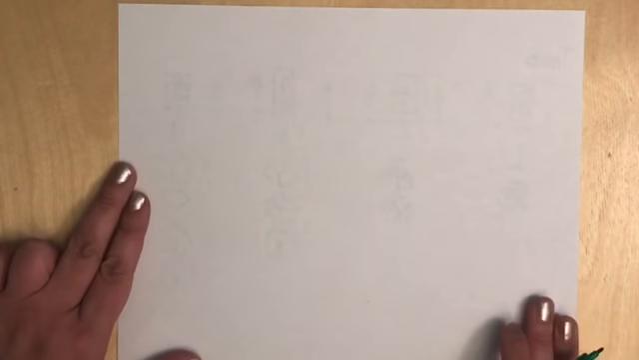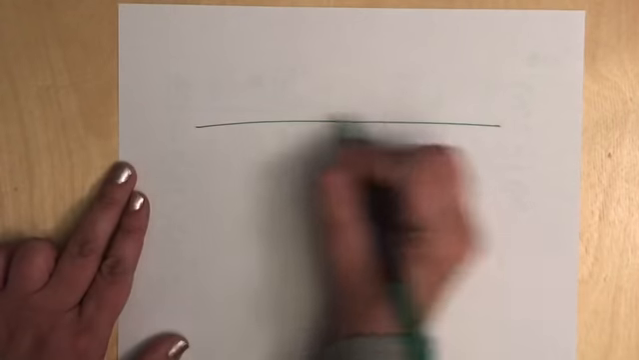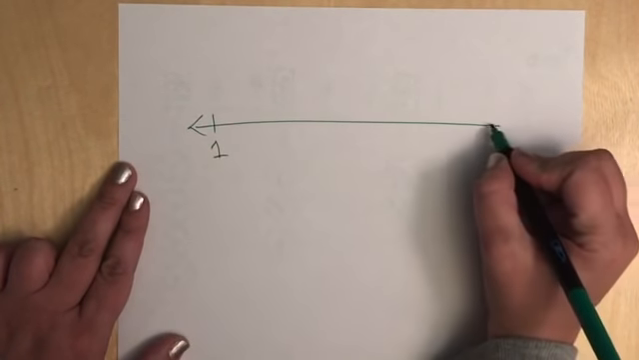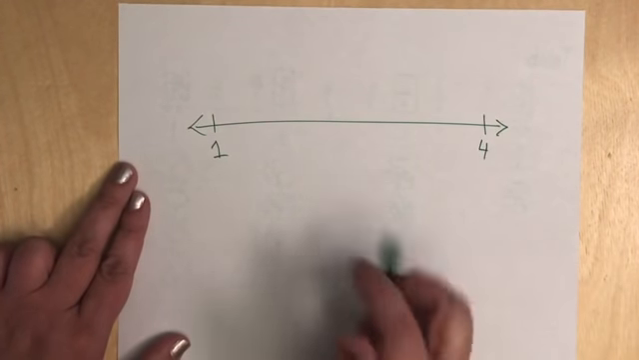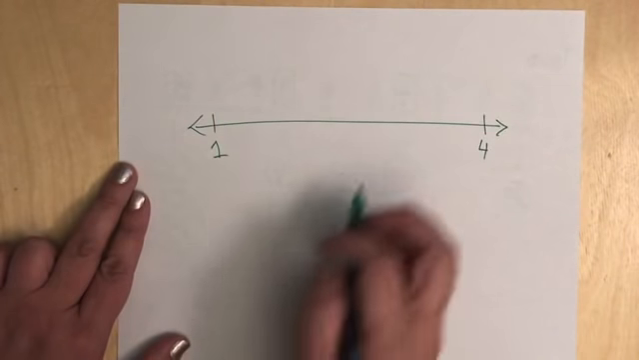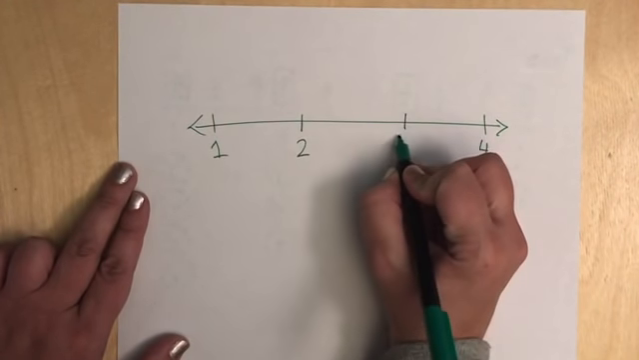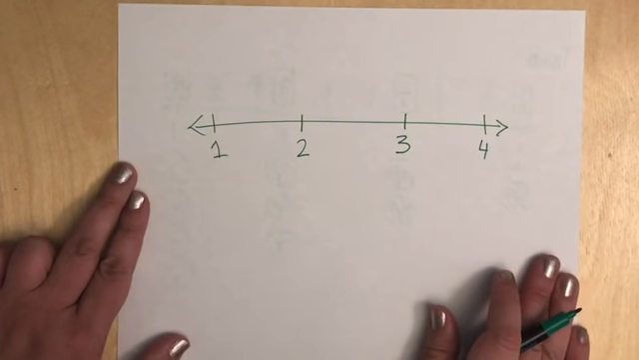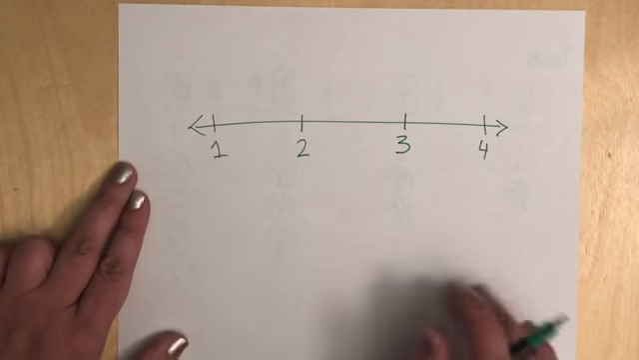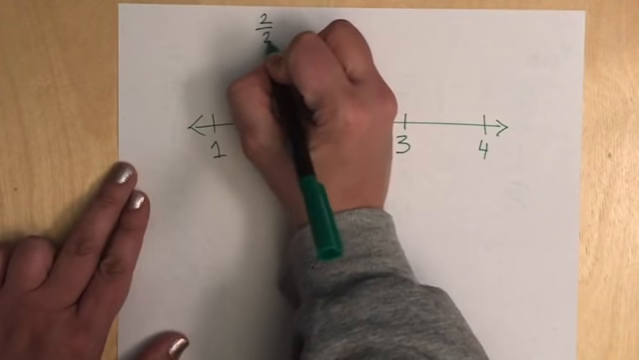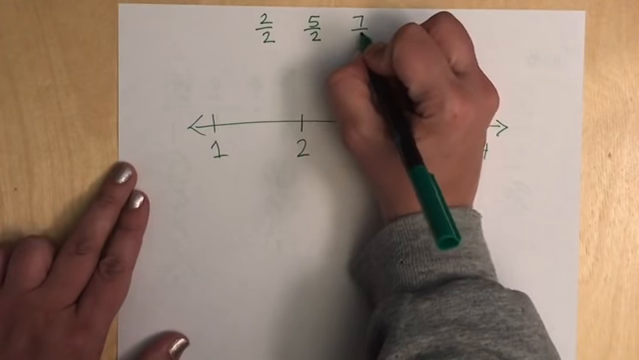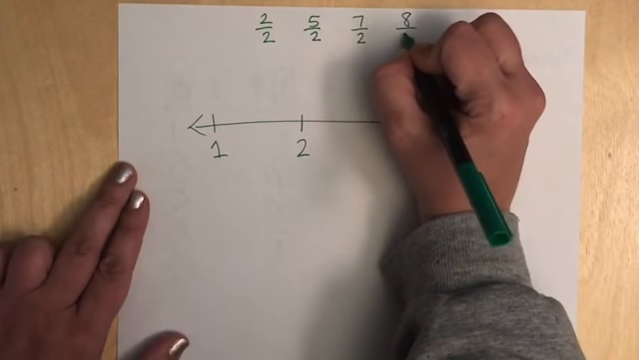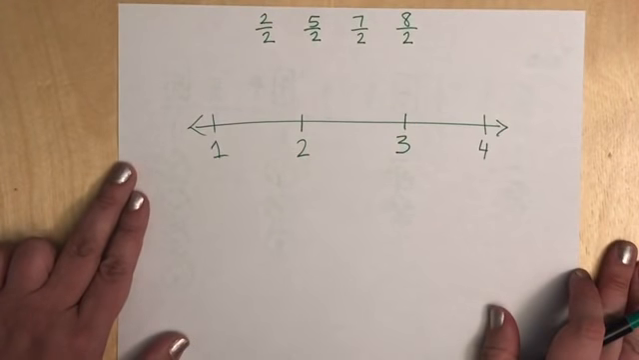Now let's make a different number line. So on your notes, go ahead and make another number line, and we're going to do it again from 1 to 4. And go ahead and put in your whole numbers as well. This time, I'd like you guys to put the fractions 2 halves, 5 halves, 7 halves, and 8 halves on the number line. What do you guys notice about these 4 fractions that I want you to put on the number line?